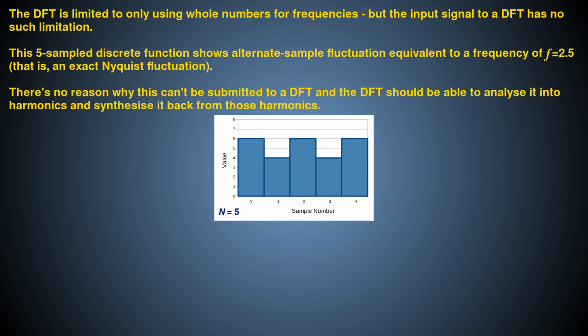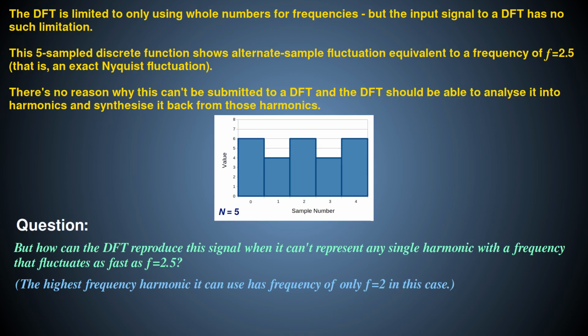In practice, we can get a 5-sample signal with single-sample alternating up-down values corresponding to the exact Nyquist frequency of f equals 2.5. So, if we submit this signal to DFT analysis, how can the DFT represent this effective f equals 2.5 frequency fluctuation when the DFT itself can only use sinusoids with frequencies up to a maximum of f equals 2 in this case?